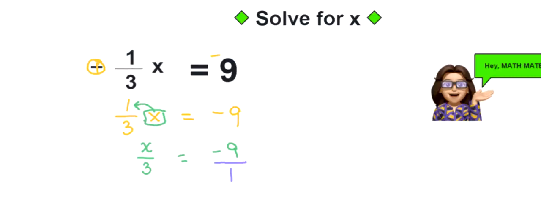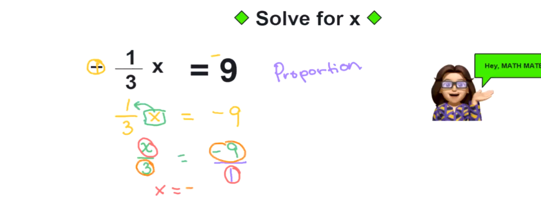All right. And again, what is that called? A proportion. Whenever you have a fraction equal to a fraction. And how do we solve proportions? By cross multiplying. So I'm going to take x times 1, which is x, and put down your equal sign. And then I'm going to take a positive 3 times a negative 9. A positive times a negative is a negative. 9 times 3 is 27. And that's our answer. Check.